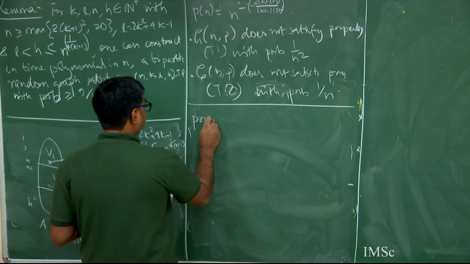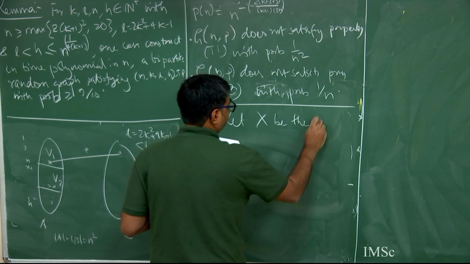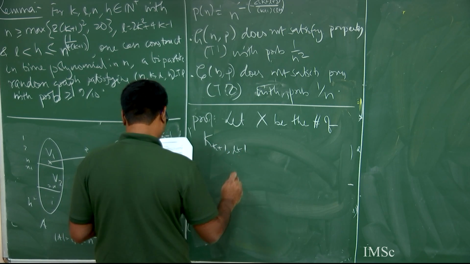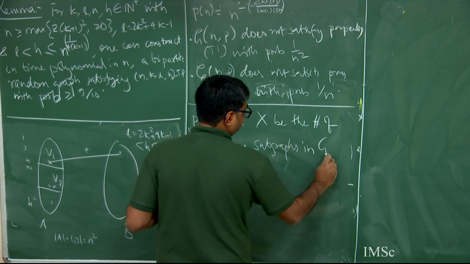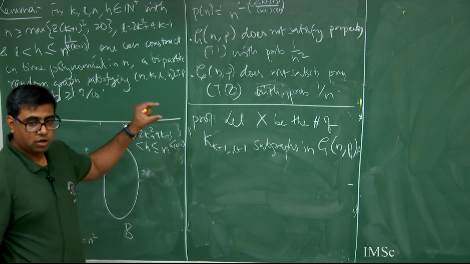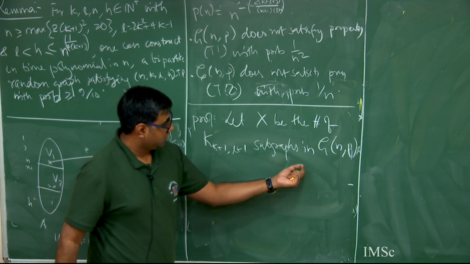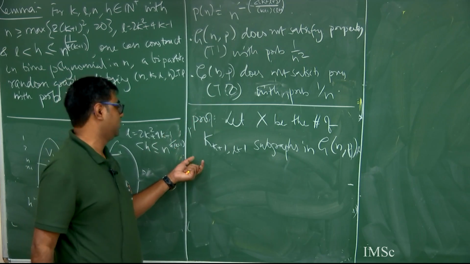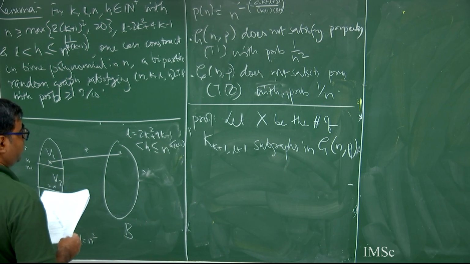Okay. So, proof. Let x be the number of (k+1, L+1) subgraphs in GNP. So basically, what are you doing? Your event is all those graphs where the number of these subgraphs is large, right? So basically, you have to show this. So let x be the number of subgraphs in GNP.